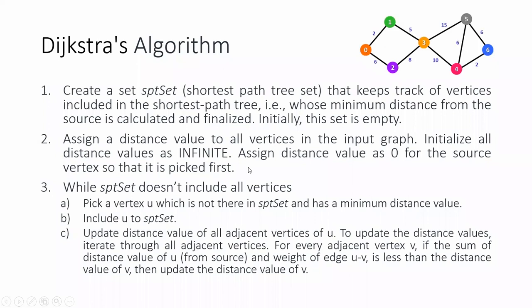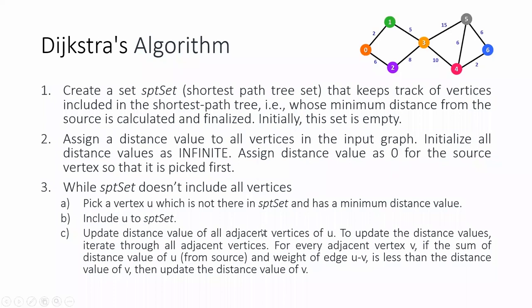The second thing from the algorithm is to assign a distance value to all the vertices in the input graph. Initially, it would be infinite because, let's say here 0 to 6, what would be the distance? Initially, you don't know, right? Because you haven't checked which one is the shortest path. So we just initialize it to be infinite. But for the source itself, it would be 0 because it's the one that will be picked first.